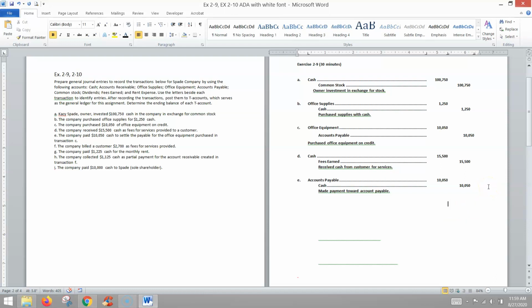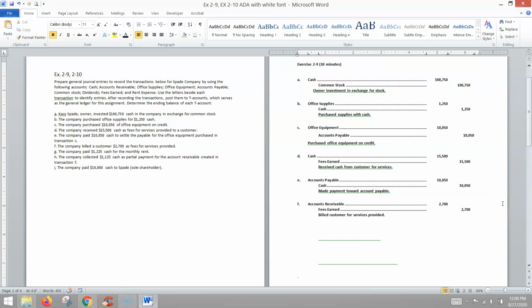F, the company billed a customer $2,700 as fees for services provided. So we've earned more revenue. Revenue's an equity account, so that's going to be a credit. And instead of receiving cash, we're going to record accounts receivable. Accounts receivable is an asset. It is increasing, so now they owe us some money. So we're going to debit accounts receivable, and we're going to credit fees earned.